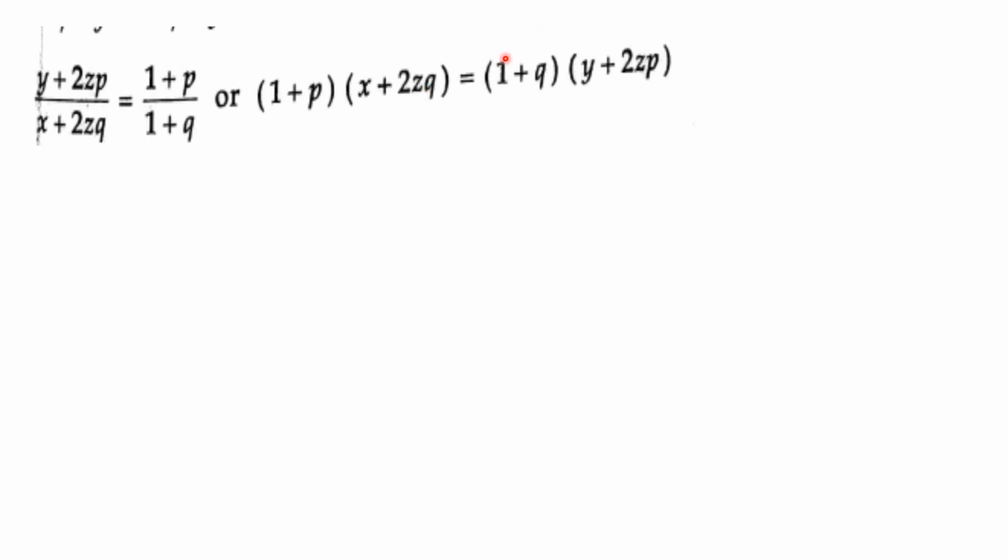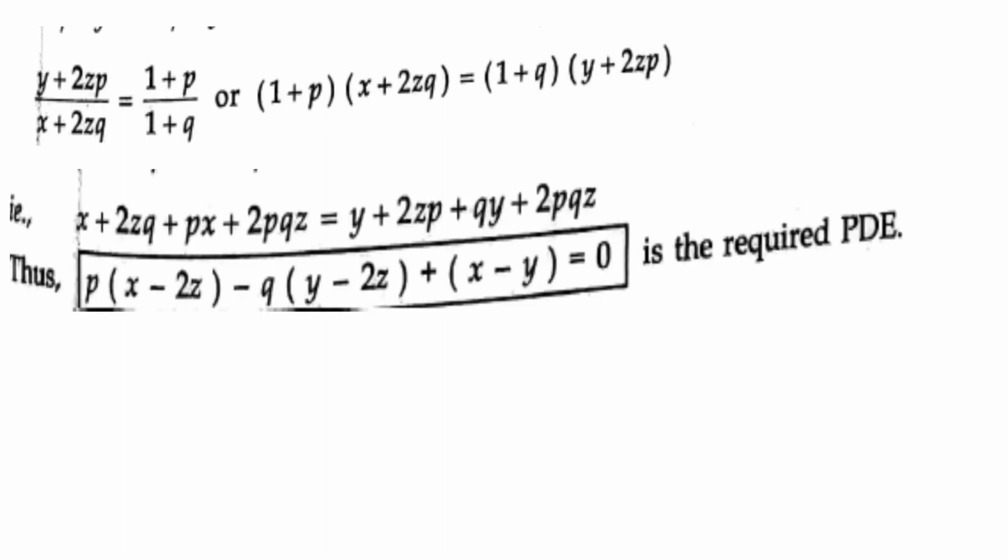Similarly, I have to multiply each term in the RHS. 1 into y is y, 1 into 2zp is 2zp, q into y is qy, q into 2zp is 2pzq. So this is what you get. Okay. So what term will get cancelled here? 2pzq will get cancelled. I'll keep y as it is. I'll take x to the other side.